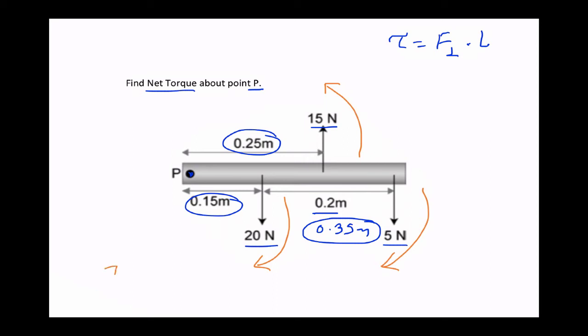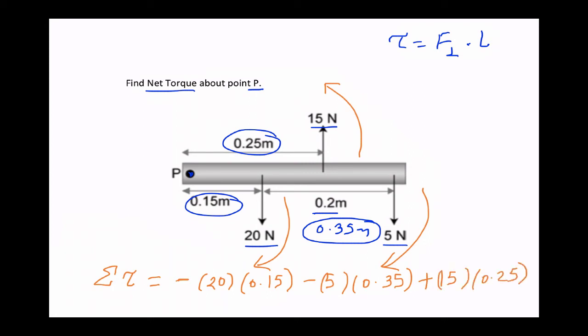Let us write the net torque for all these three forces. We can write sigma tau. Sigma means adding up all the torques. For 20 Newton, it would be negative because it's a clockwise torque. Negative 20 times 0.15. Negative for 5 Newton as well. So minus 5 times 0.35. And positive for 15 Newton. 15 times 0.25. We calculate it to find a final value of negative 1 Newton meters. So as a result of these three forces, the object will rotate clockwise.